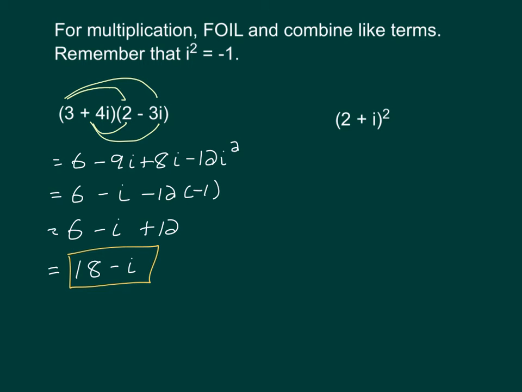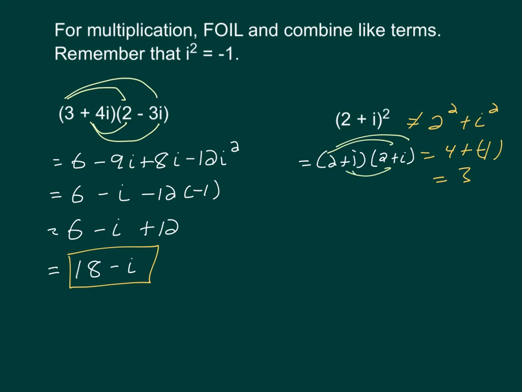Take (2 plus i) squared. Do not make this 2 squared plus i squared. That would equal 4 plus negative 1, which is 3. That's not going to be the case. What you might want to do is rewrite it as 2 plus i times 2 plus i. And then draw your multiplication in, and you'll see that you'll have 2 times 2 is 4, but you have other pieces in the middle as well, the plus 2i, plus another 2i, and then plus i squared.